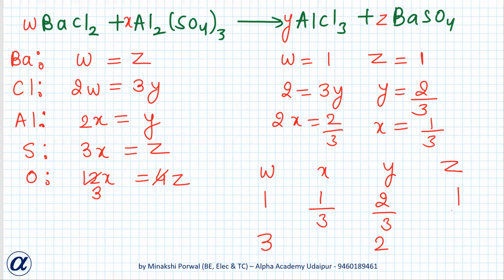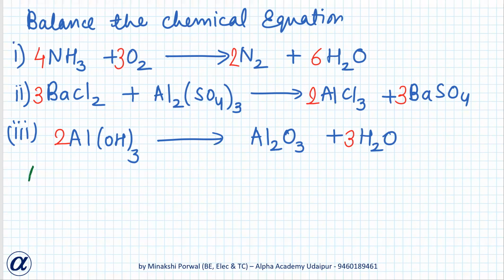Okay. So now when we multiply by 3, we'll get this. So this will be the balanced equation. W will be 3, this will be 3, X will be 1, Y will be 2, and Z will be 3. This is the balanced equation. Okay. You can make the equation of aluminium. If this had not been given balanced, then the aluminium equation would have been needed.